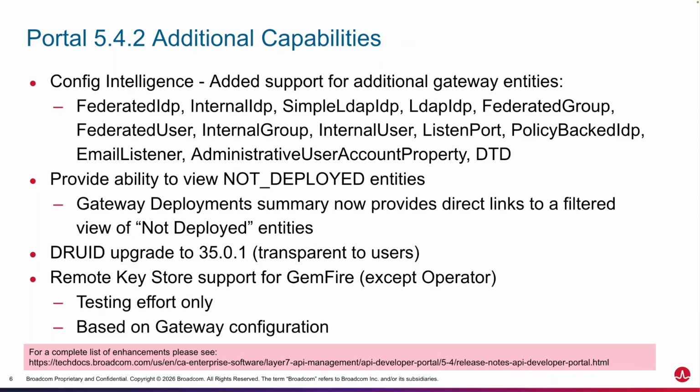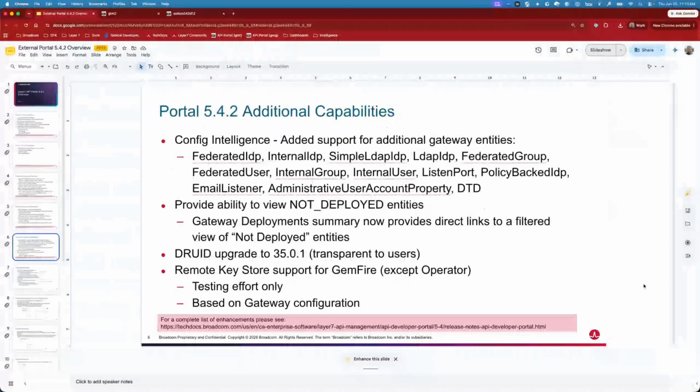The other item here is the ability to view not deployed entities. Previously, when you were looking at deployment status, not deployed was not something you could jump straight to, right? You could see the count, but then you had to figure out what exactly was not deployed. Now you'll actually be able to do that.